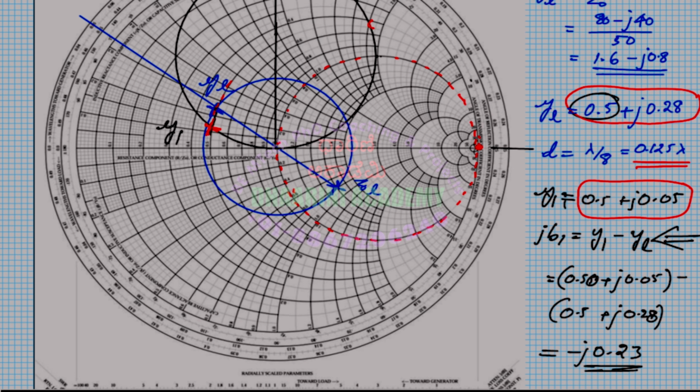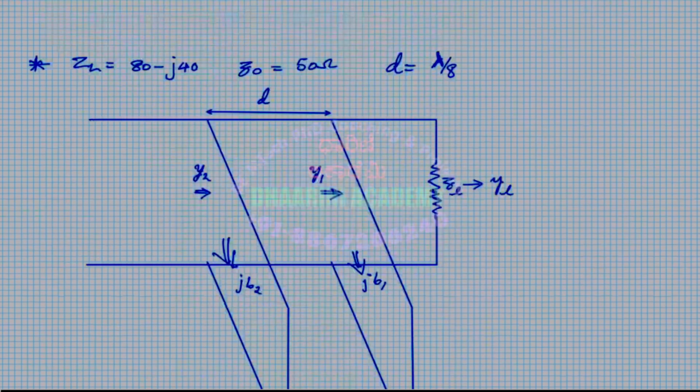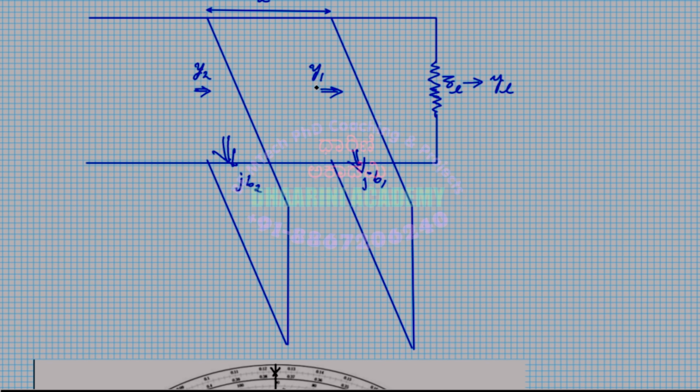Okay. Now the second thing is that I need to convert. Let me go back. So I need to move by a distance, right? Such a way that I would get something like 1 plus jx, right? So that I can get a minus jx here to cancel that. Okay, so that's my fundamental idea now.